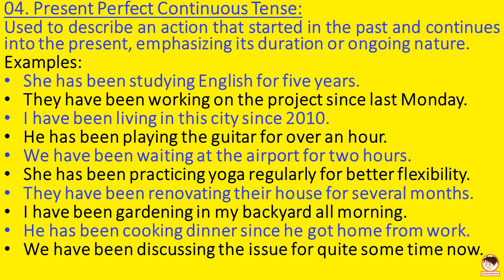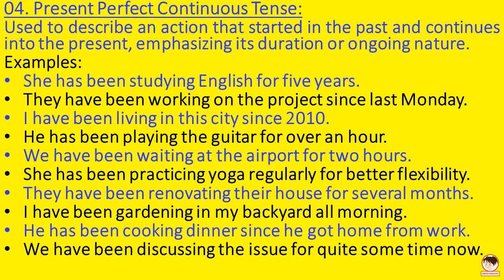Present perfect continuous tense. Used to describe an action that started in the past and continues into the present, emphasizing its duration or ongoing nature. Examples: she has been studying English for 5 years. They have been working on the project since last Monday. I have been living in this city since 2010. He has been playing the guitar for over an hour.